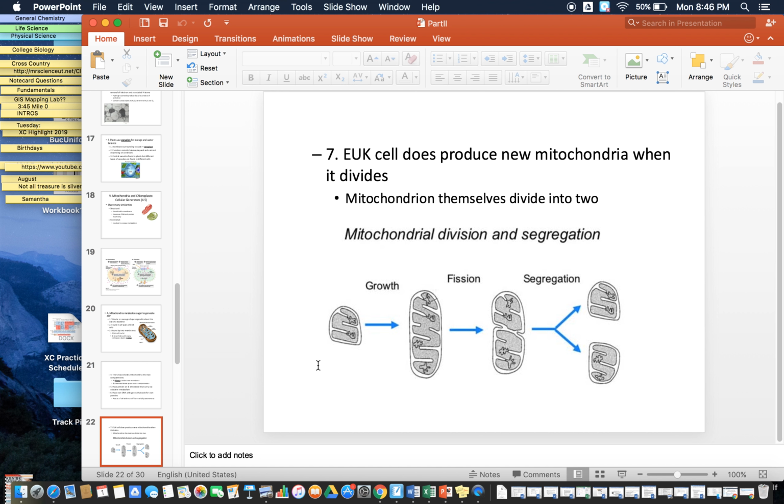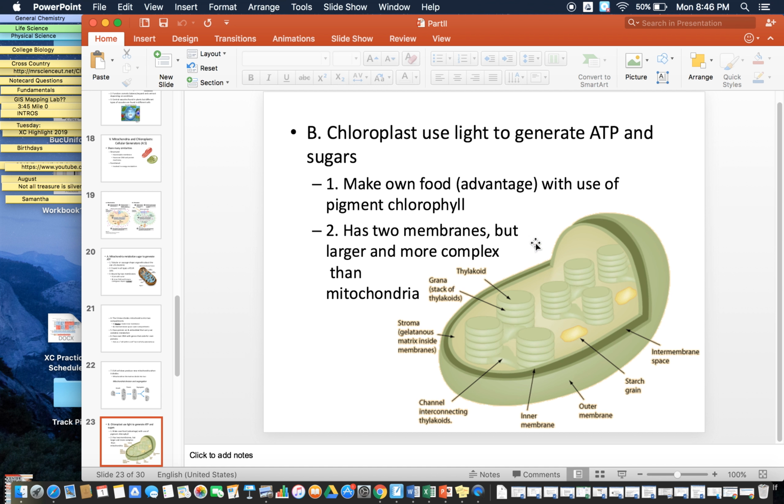Eukaryotic cell does produce new mitochondria when it divides, and so the mitochondria actually divide themselves into two. So it will grow and elongate, and then when it gets big enough, it will pinch off into two new mitochondria, one for each new daughter cell. Now, chloroplasts, they use light to make ATP and sugars, so they make their own food. This is a pretty good advantage for those that are photosynthetic, with the use of the pigment chlorophyll.